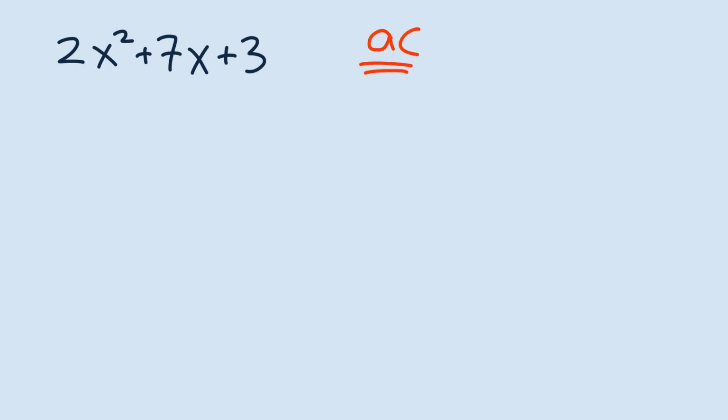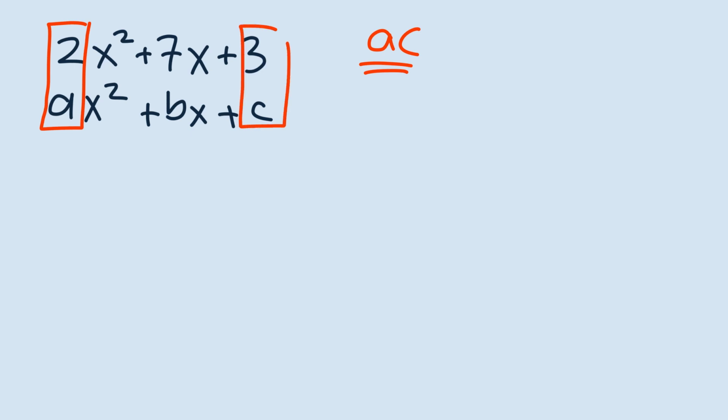What is this method? Now, as we said earlier, the standard form of the quadratic is ax squared plus bx plus c, right? So in this case, a is 2 and c is the constant. So I have to multiply these two numbers together. 3 times 2 is 6. Now we need to find two numbers that multiply to positive 6 and add up to positive 7.